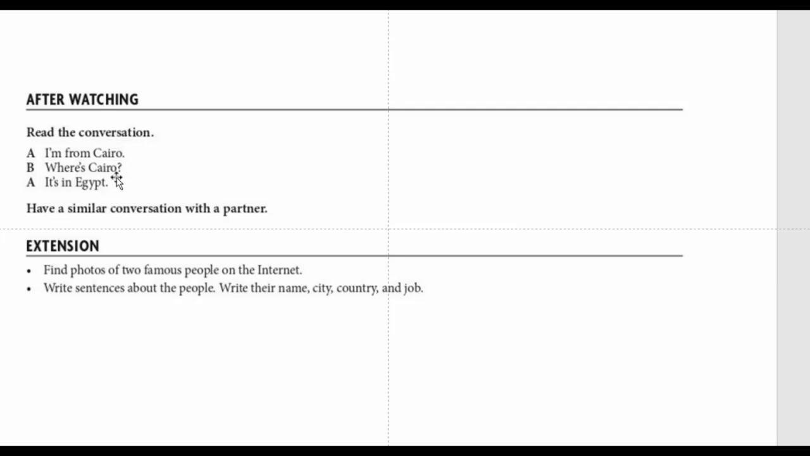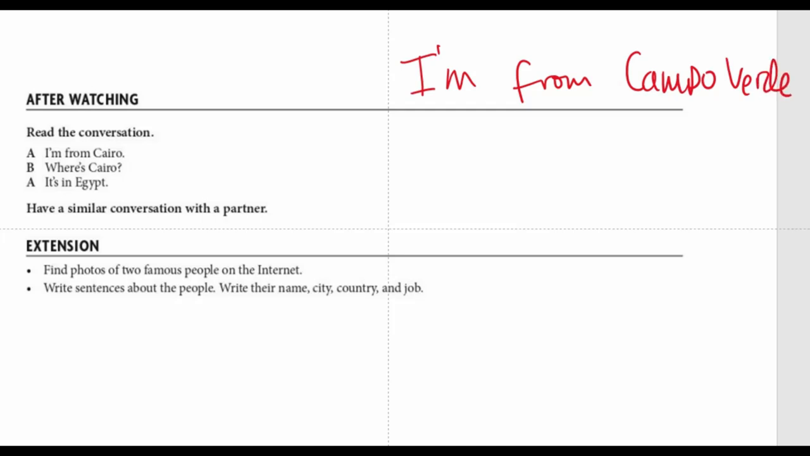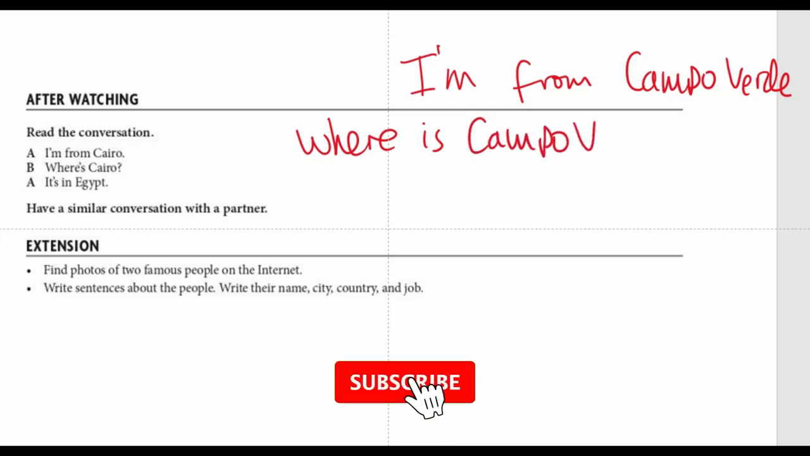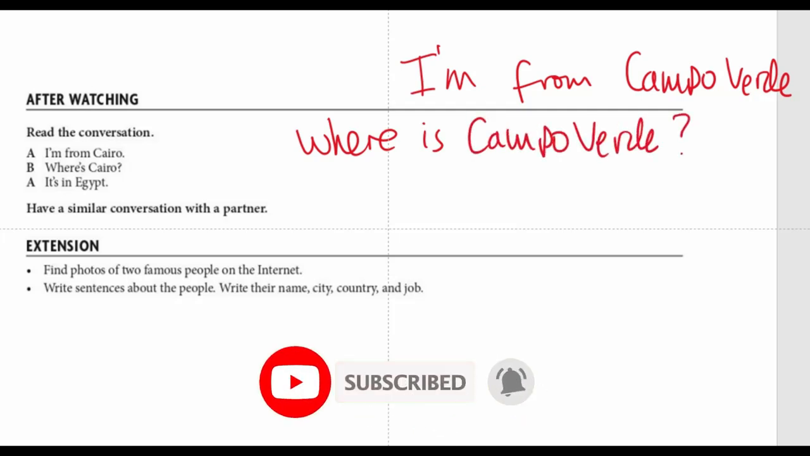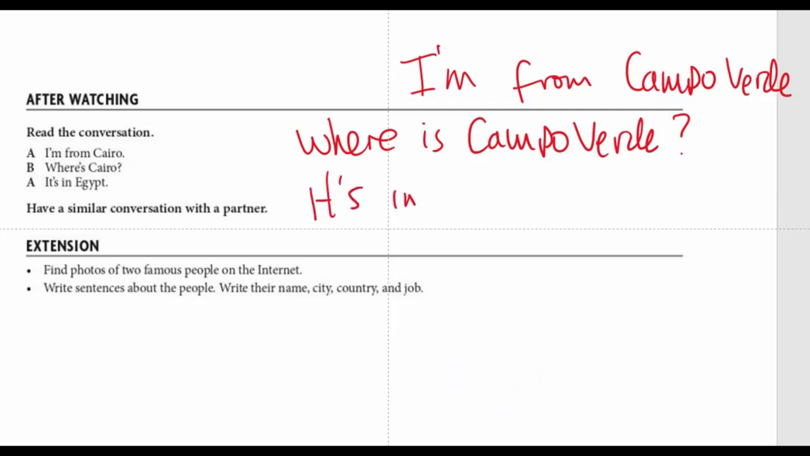I'm from Cairo. Where is Cairo? It's in Egypt. Es como decir, por ejemplo, I'm from Peru. O vamos a suponer que no sea esa expresión. Vamos a ver una expresión diferente, por ejemplo, como esto. I'm from Campo Verde. Entonces la pregunta es, where is Campo Verde? Entonces responde, it's in Ucayali. Ucayali, Perú. It's in Ucayali, Perú.